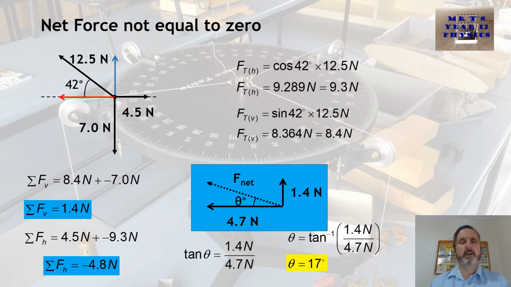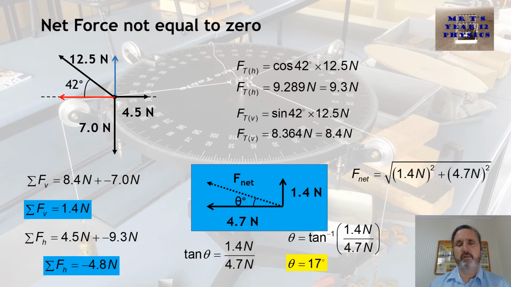Now I just want to find the size of this hypotenuse here. And what we can use is Pythagoras' theorem. So the net force is going to equal the square root of A squared plus B squared. That's Pythagoras' theorem. We've put in our two sides and we can find out the hypotenuse. And the answer we get here is 5.5 newtons. And that is the answer to this problem.